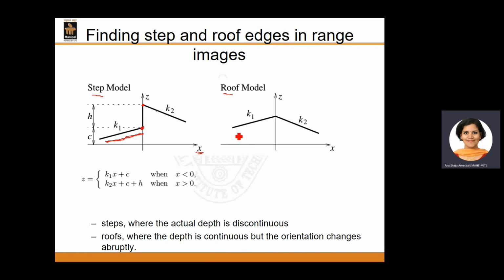Another type of edge is the roof model. Let's say the depth keeps increasing, and then at some point it starts decreasing. That means the direction is changing, but it is still continuous. There is no abrupt change in the depth, but you see that the direction changes. It was increasing and now it starts decreasing. This kind of edge discontinuity is what you call a roof edge.